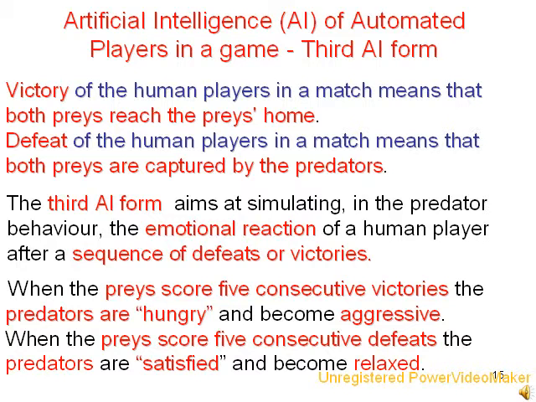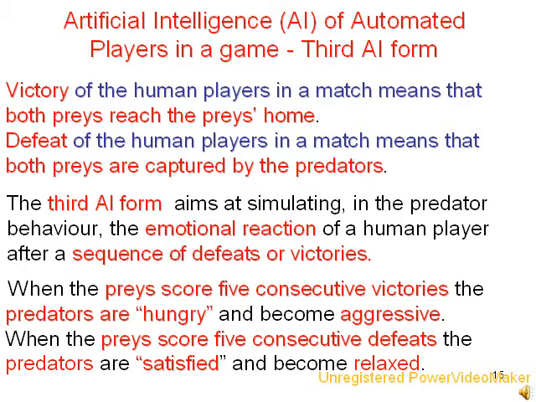Artificial intelligence of automated players in a game, third AI form. Victory of the human players in a match means that both prey reach the prey's home. Defeat of the human players in a match means that both prey are captured by the predators. The third AI form aims at simulating in the predator behavior the emotional reaction of a human player after a sequence of defeats or victories.